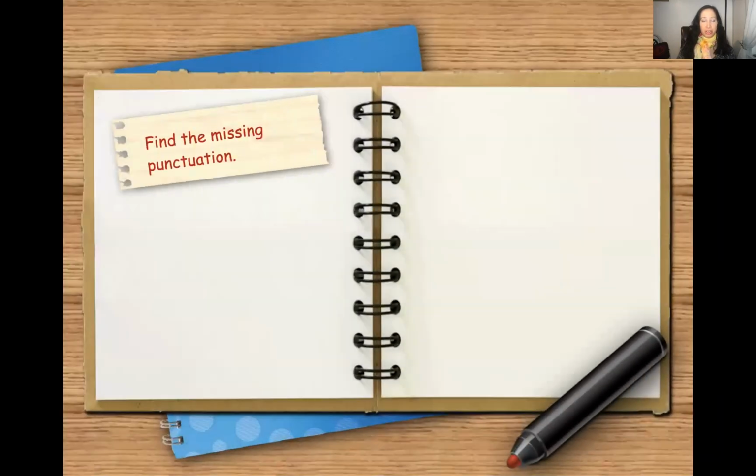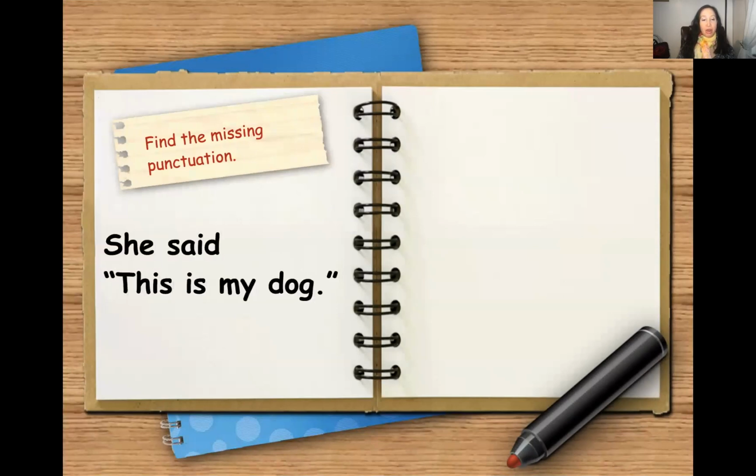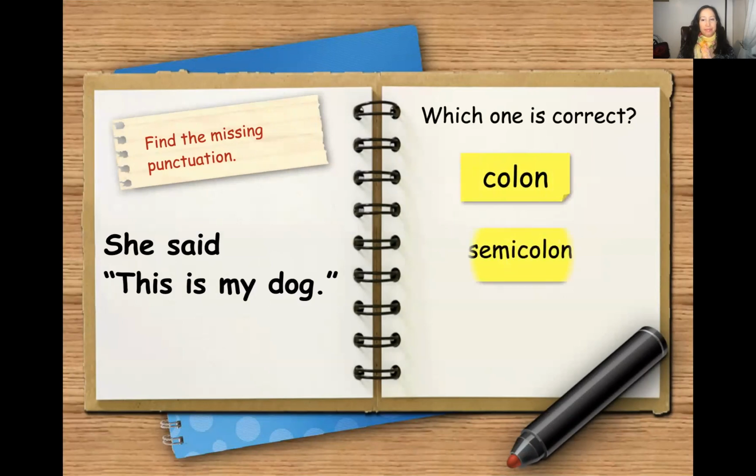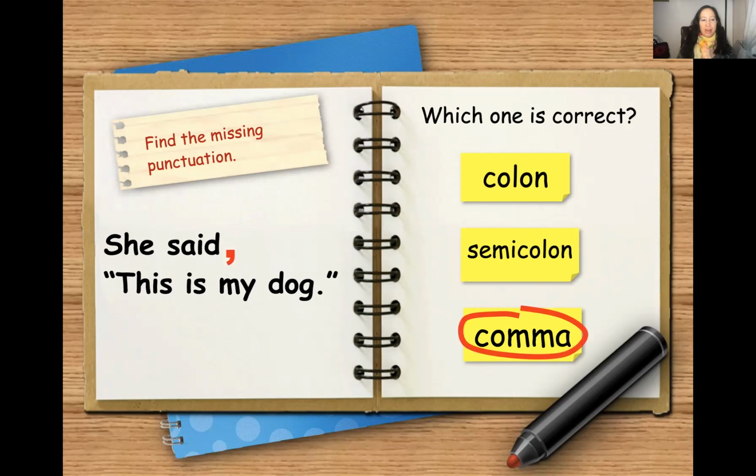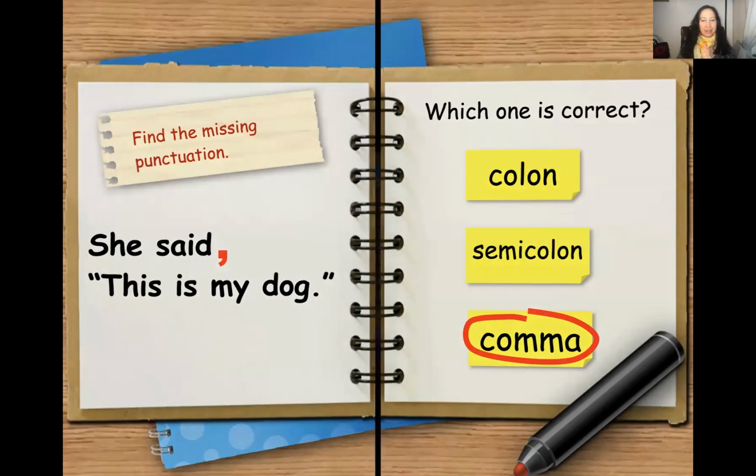Find the missing punctuation. She said, this is my dog. Which one is correct? Colon, semicolon, comma. Now, where is the missing punctuation? Where should we put it in the sentence? And which one is correct? Comma. Did you get it? This is getting too easy for you? Don't worry, we're going to have some more hard ones.